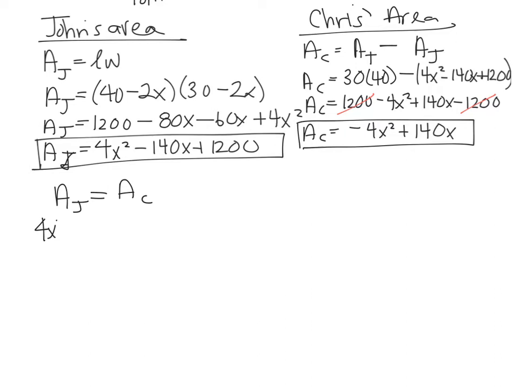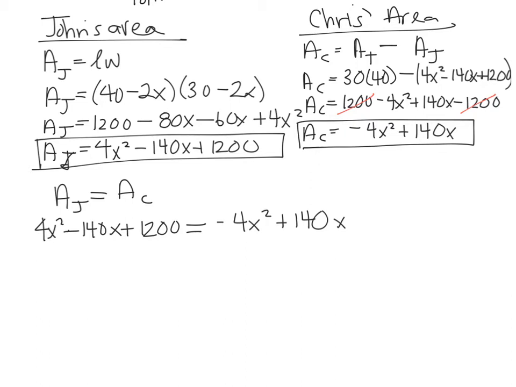So I'm going to take John's area. We know that's 4x squared minus 140x plus 1200. I apologize, so we have John's area equals Chris's area. So here's John's area is equal to Chris's area, so we have negative 4x squared plus 140x, and honestly the hard part is done. Now all we're doing is solving for x. So make sure that you bring everything onto one side, and then choose whatever method you want to solve.